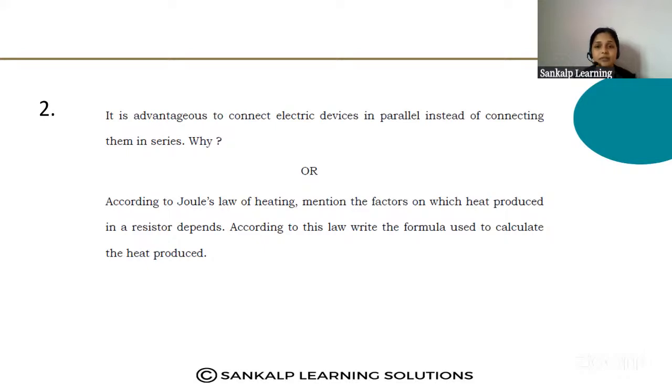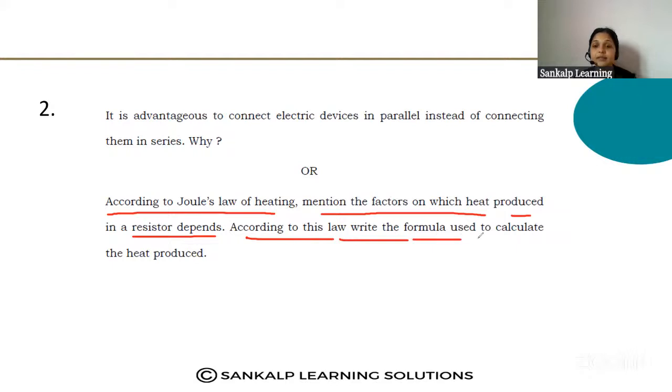They will ask this question in different manners, and we have studied different versions of it in the last class also. Next question: according to Joule's law of heating, mention the factors on which the heat produced in a resistor depends, and according to this law, write the formula used to calculate the heat produced. Which formula is used to calculate the heat produced?